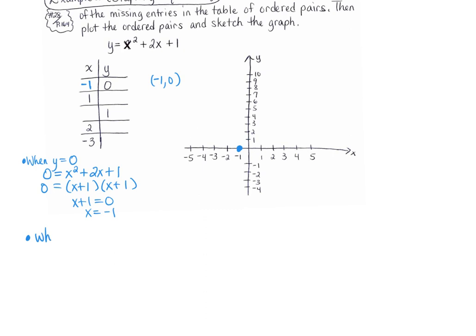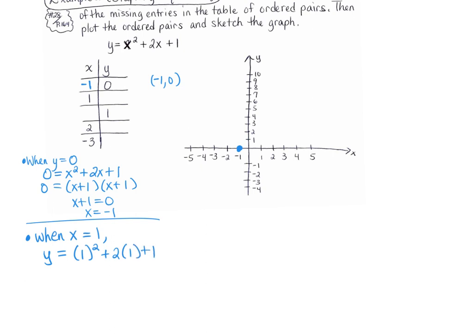Okay. So I'm doing bullets on the side to separate the steps, the cases. When x is equal to 1, we want to figure out what y is. We would then have y is equal to 1 quantity squared. Notice I put that 1 in parentheses. Plus 2 times 1 plus 1.